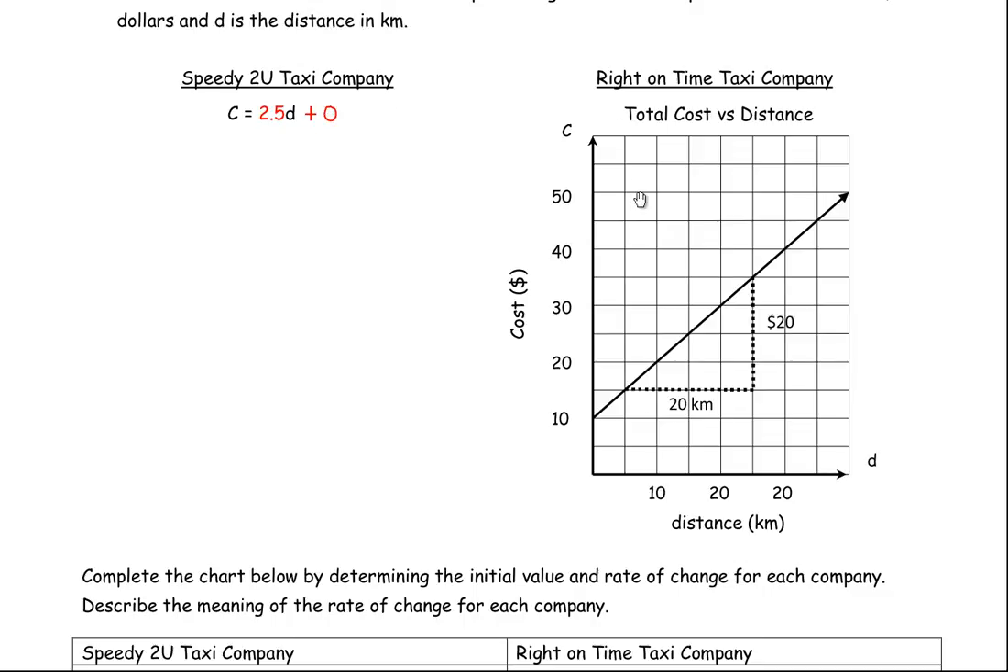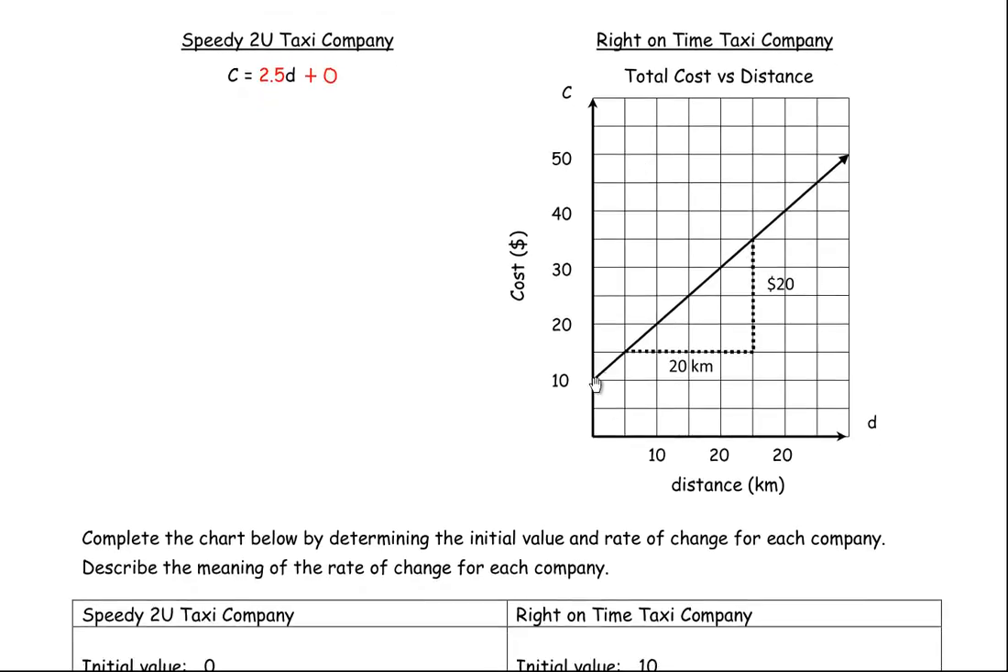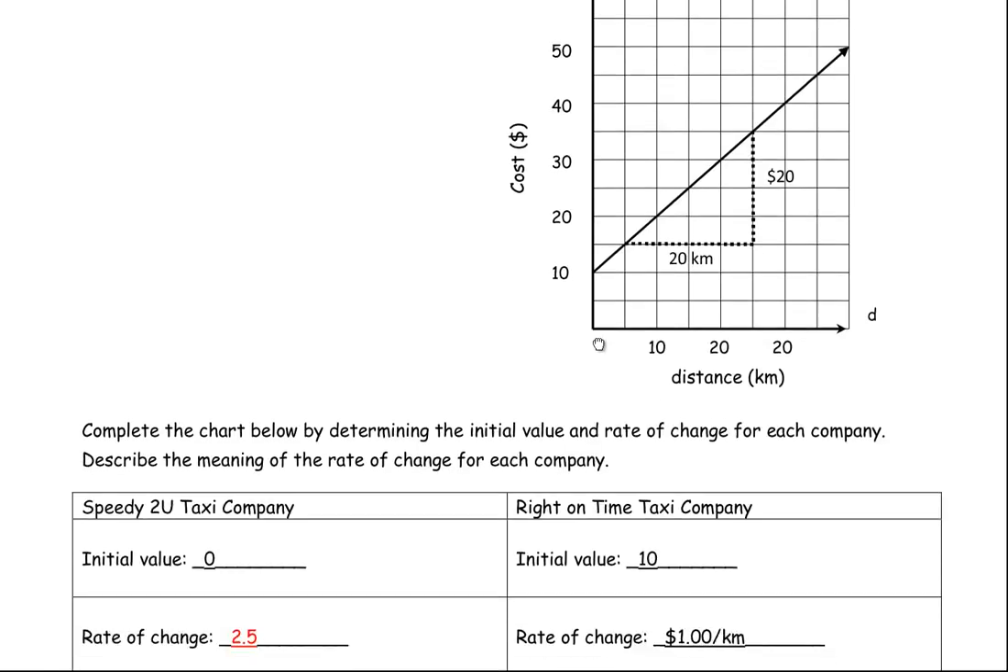Now for the Right on Time taxi company, we look on the graph, and the graph starts here for a distance of 0, the cost is $10. So the initial value for the Right on Time taxi company is $10, or that's their fixed cost. It's the cost they're charging you to show up at your door or wherever they're picking you up. So they're charging an initial value of $10.